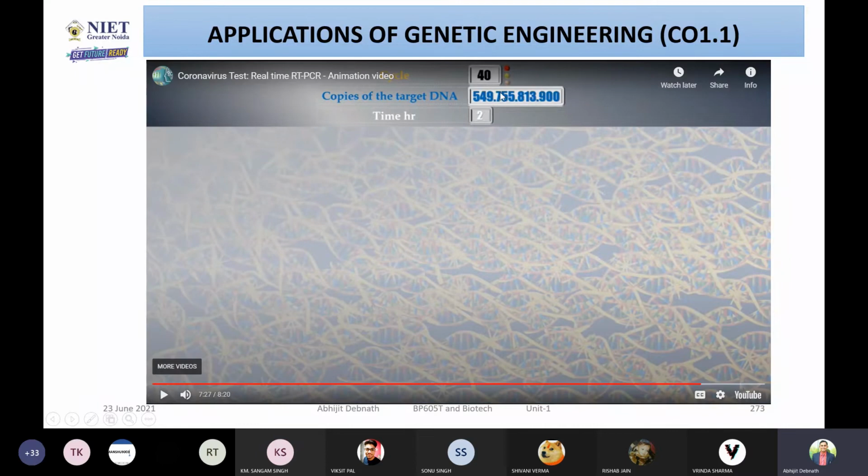You can see how many copies of a target DNA were created in 2 hours. They have taken 2 hours. So RT-PCR is actually a time-consuming process. It is not an antibody or antigen test where you will get the result as soon as possible.